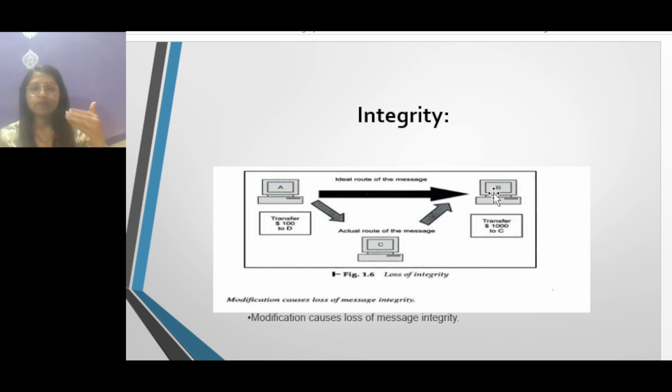So what A was sending, transfer 100 to D, but before it was received by the receiver, the content was changed by the intruder C. Some third party makes the changes before it is received by the receiver. So that is a modification. So over here you can say modification causes loss of message integrity.